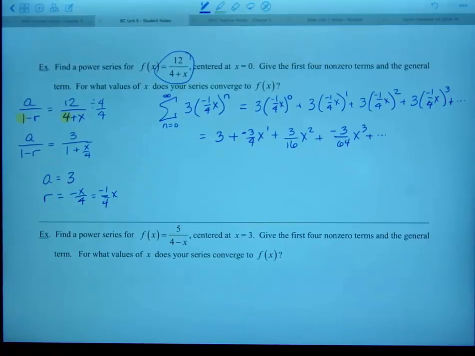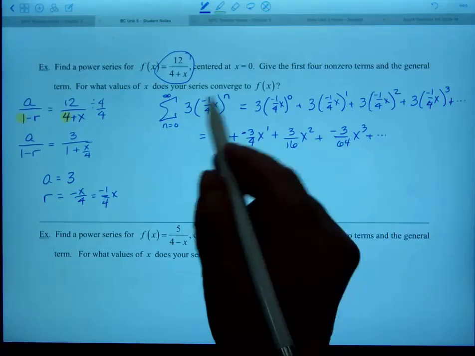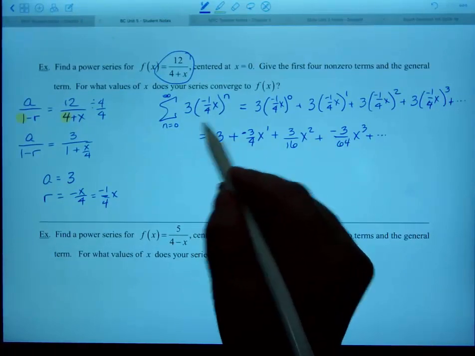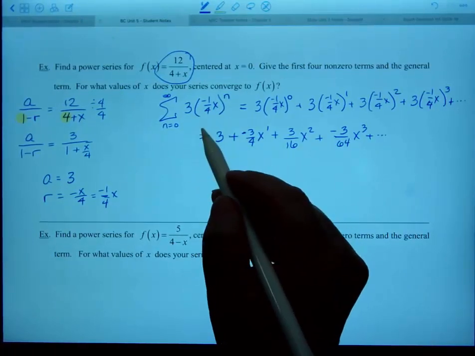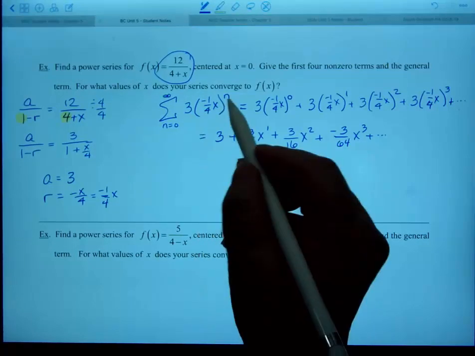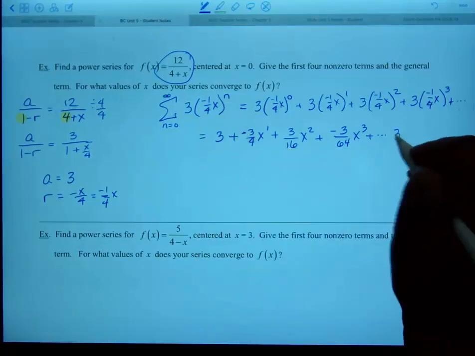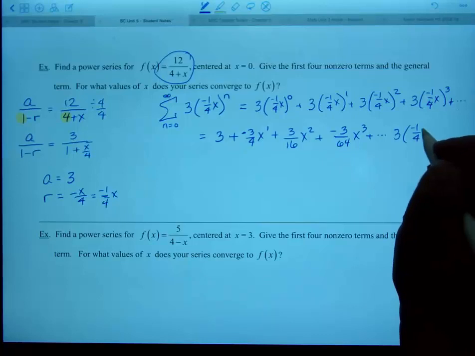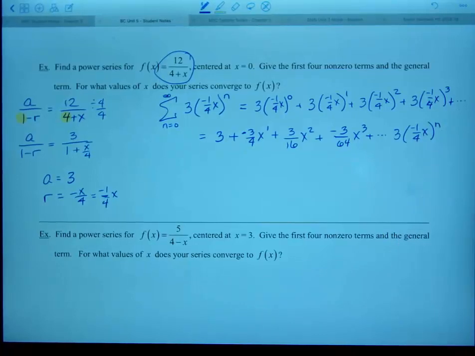Now, as far as trying to rewrite the general term, there's really not a whole lot of cleanup that you can do with this. There's no power to multiply to the inside, so let's just write it as 3 negative 1/4 X to the N. That's the general term. You can always just recopy what you wrote in the series. Okay? So far so good. So we've written the series with the sigma. We've written out the first 4 terms. Now we got to do the convergence interval.